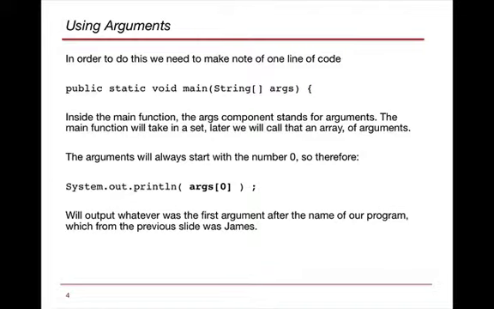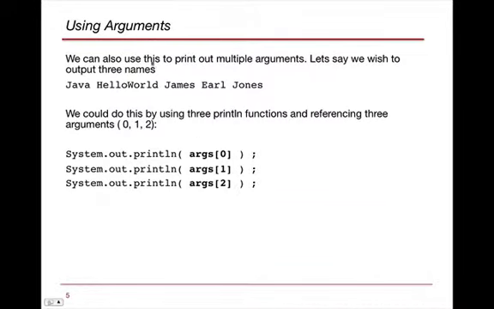The arguments will always start with the number 0. So therefore, if we wanted to use that James argument that we passed in, we would reference it as args[0], or the 0th argument in the series of things that were passed in. So again, it will be the first piece of text after the name of the code or the name of our program from before.